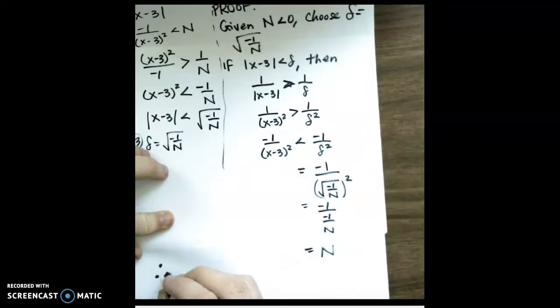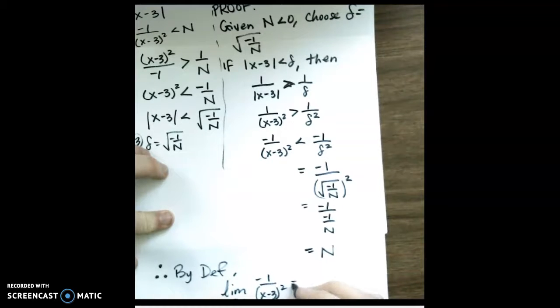Therefore, we can conclude by the definition that the limit as x approaches 3 of negative 1 over (x minus 3) squared is negative infinity.